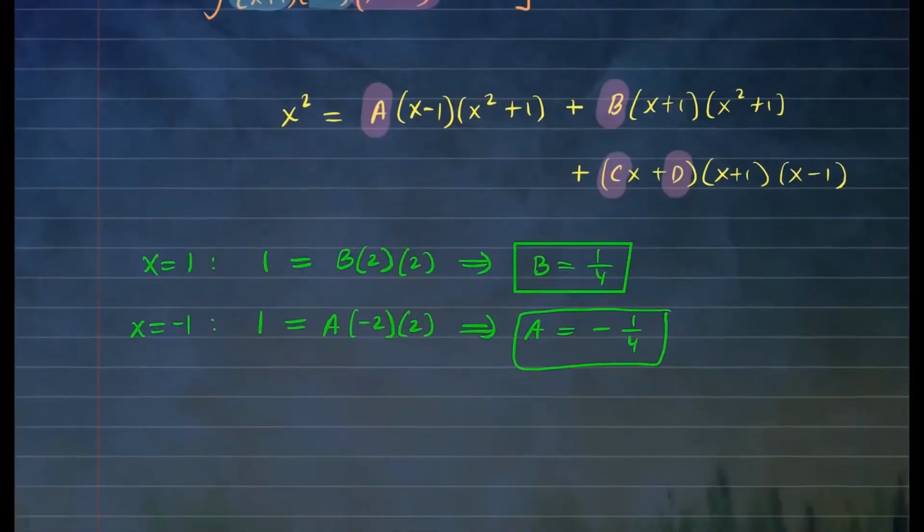Now let's see what we can do with c and d. I'm going to pick x equals 0. If I pick x equals 0, well, the a term will survive. The b term will also survive.